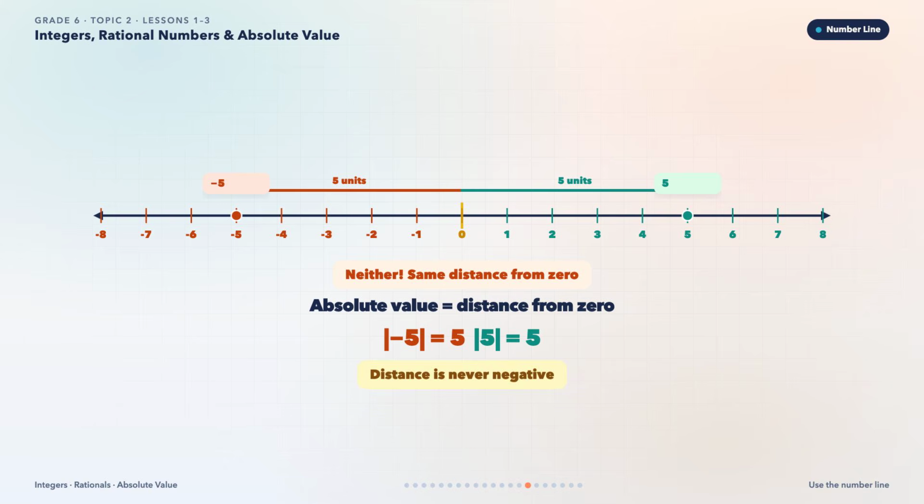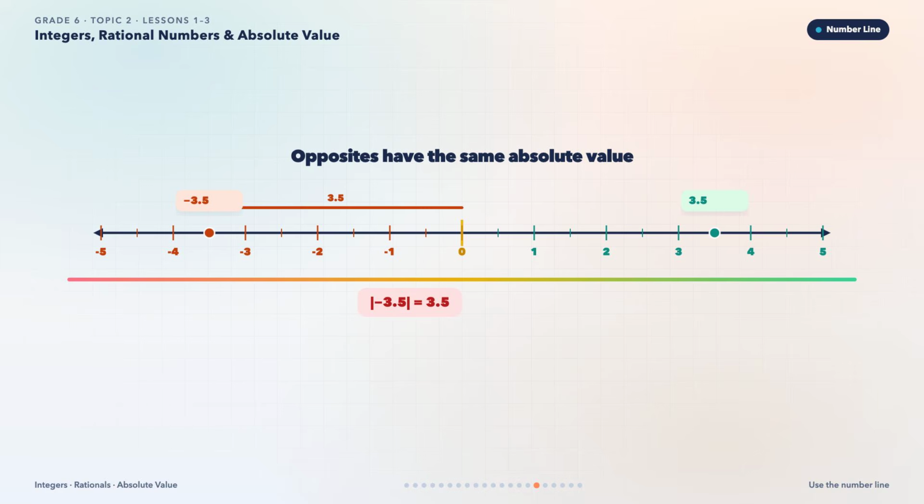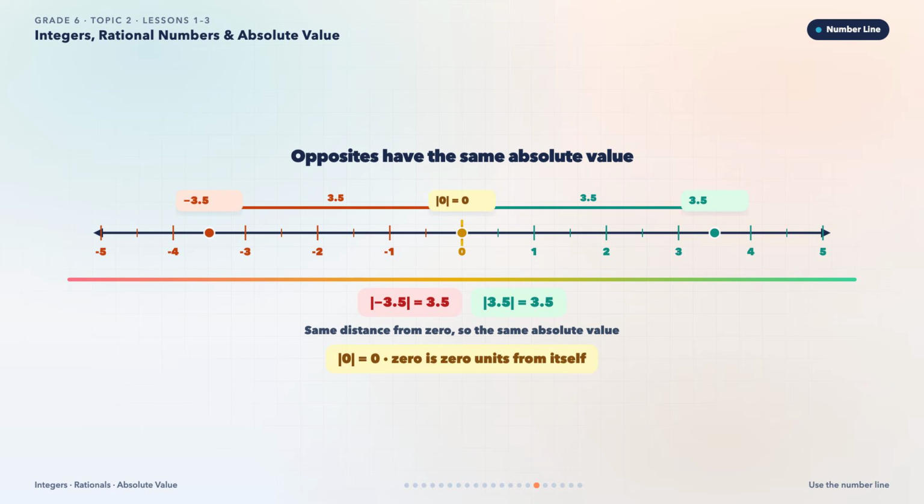Distance is never negative. Place negative 3.5 and 3.5 on opposite sides of 0. They are mirrors of each other. The absolute value of negative 3.5 is 3.5. The absolute value of 3.5 is 3.5. Opposite numbers have the same absolute value because they are the same distance from 0. And the absolute value of 0 is 0. 0 is 0 units away from itself.